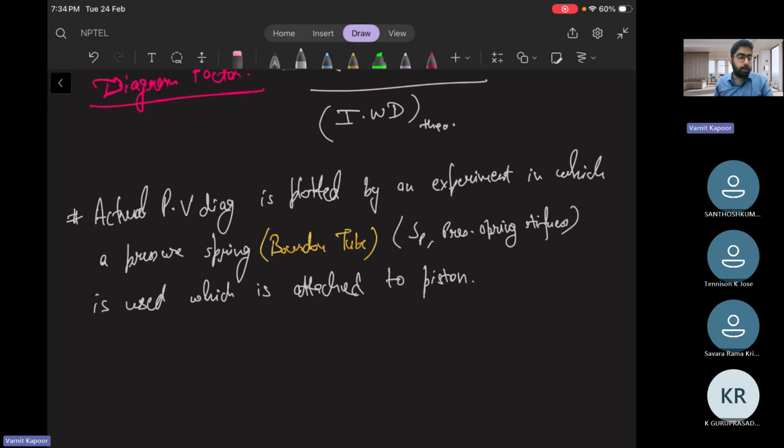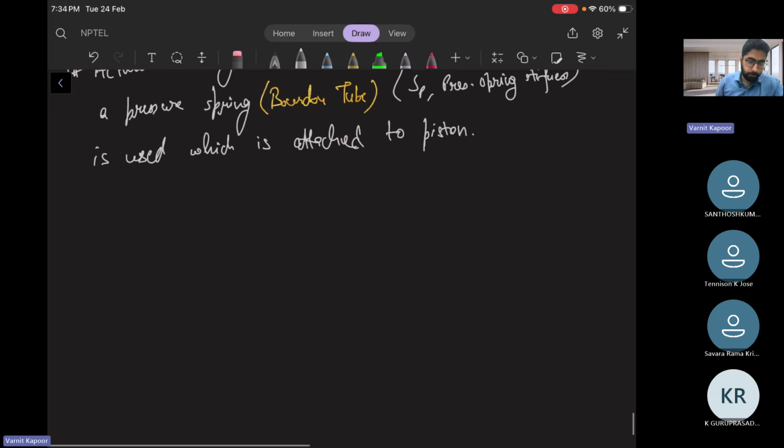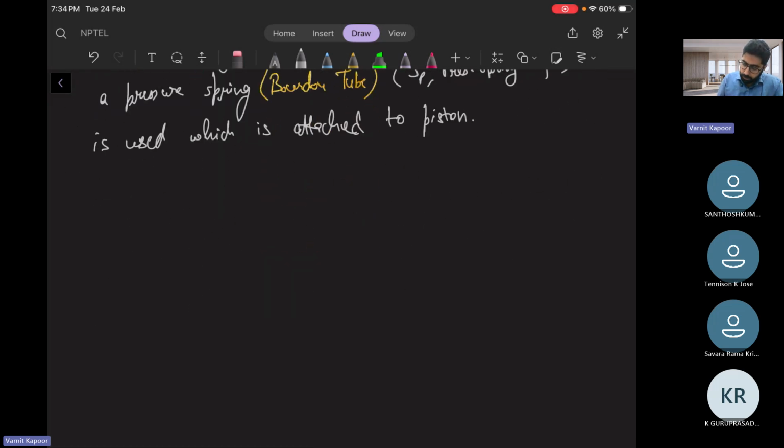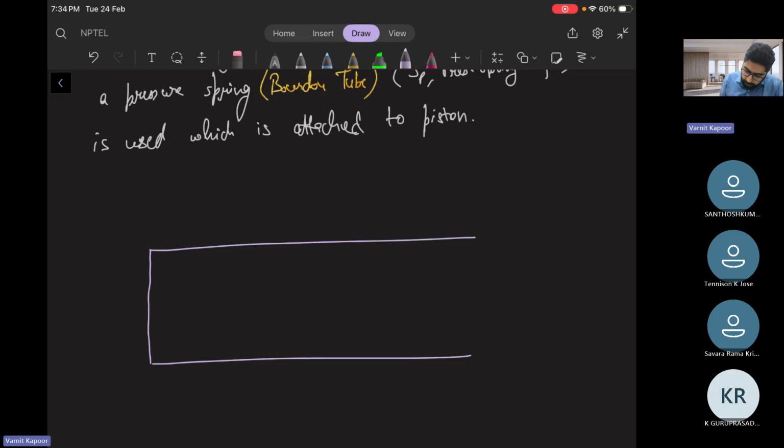In actuality, let me write. Suppose this is your piston cylinder, horizontally. This is your top dead center. The piston is supposed to be somewhere here, and there is a tube kind of mechanism here with some spring, which is a spiral kind of scenario, or not like this.